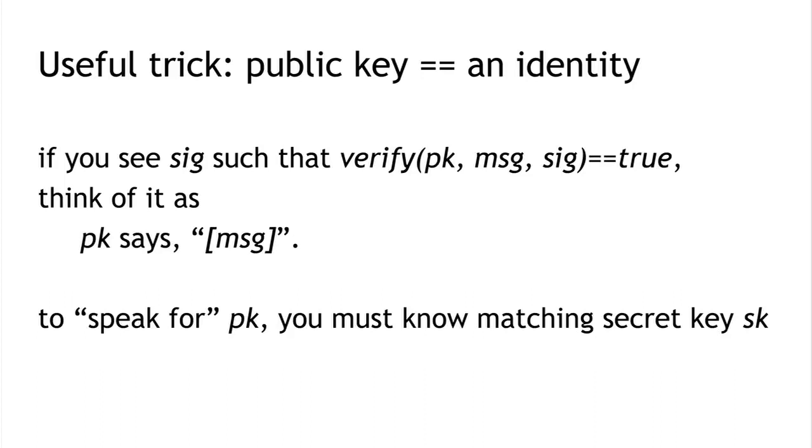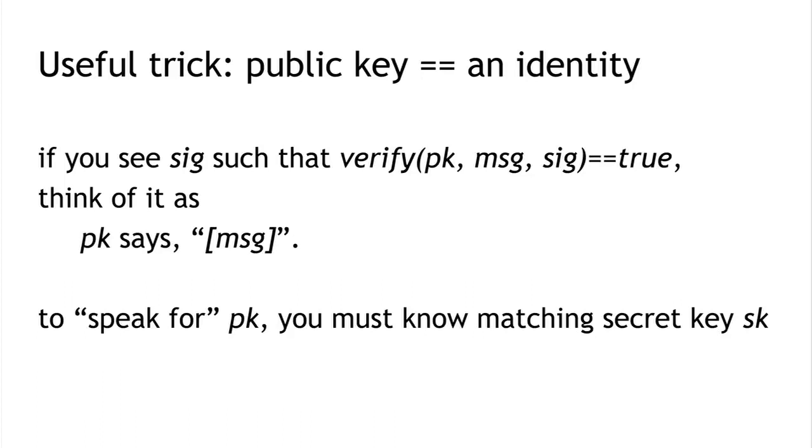So if you see a signature that verifies correctly, that is, if you see a signature such that you can verify with someone's public key that it is a signature on a particular message, then you can think of that as that public key saying the message. You can literally think of a public key as kind of like an actor or a party in a system, and they can make statements by signing those statements. And so if you think in that mindset, then this public key is like an identity. It's an actor who can do stuff in the system.